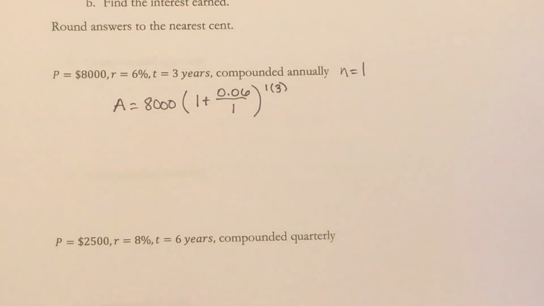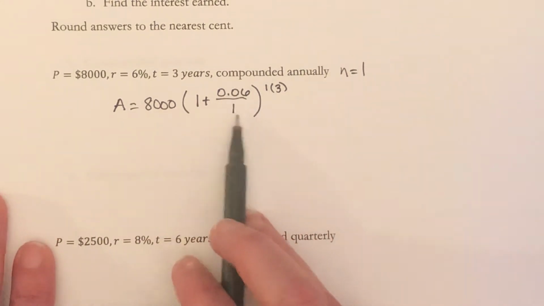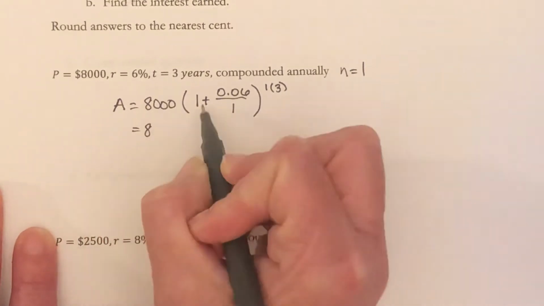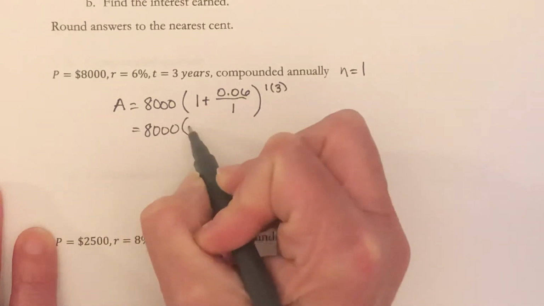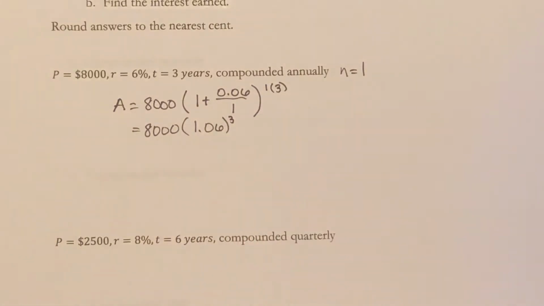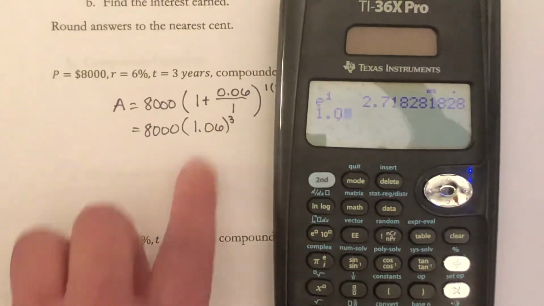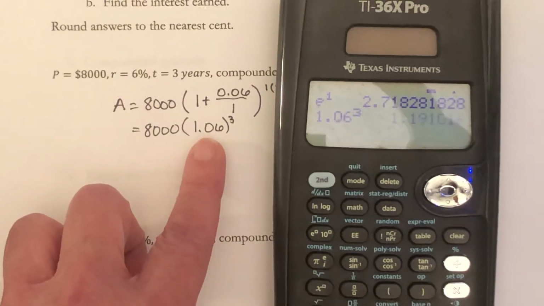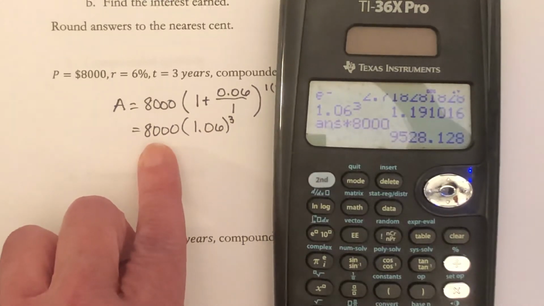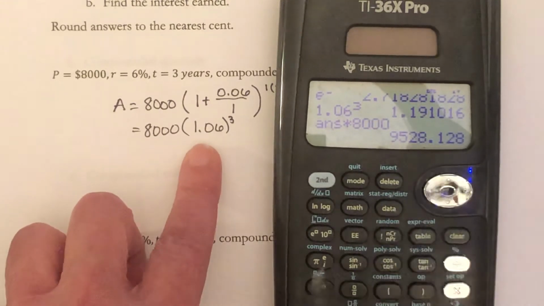Okay, so let's do this arithmetic. Now, this is over 1, so that part is pretty easy. That's just 0.06. And then if you add 1 to it, you get 1.06 to the 1 times 3, third power. Okay, so using the calculator, 1.06 raised to the third power times 8,000, I get $9,528, and we're supposed to round to the nearest cent, so 13 cents.